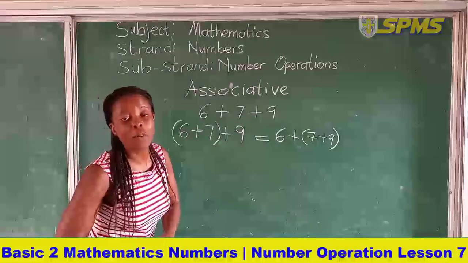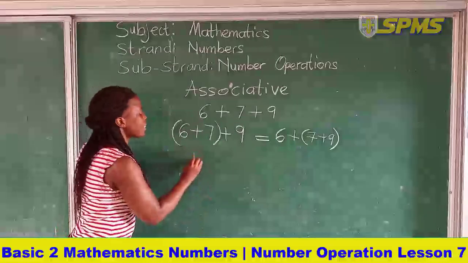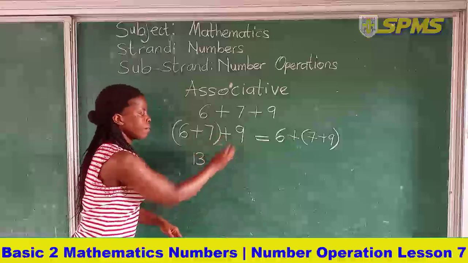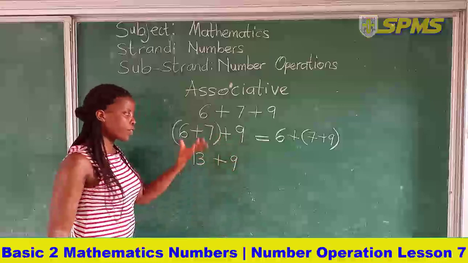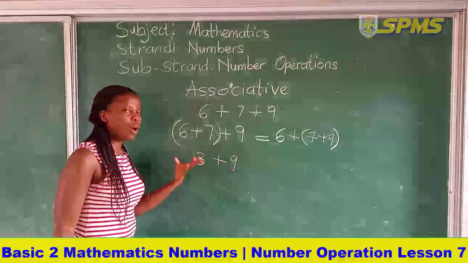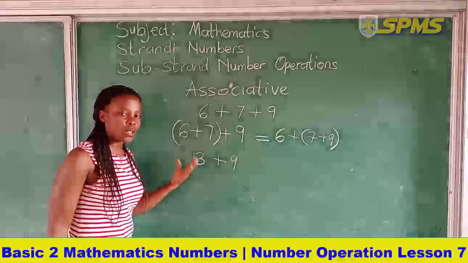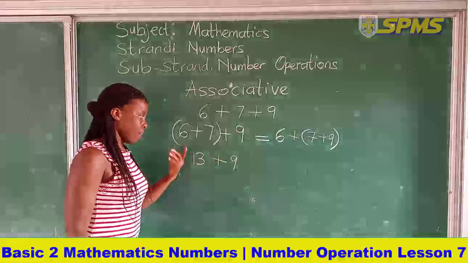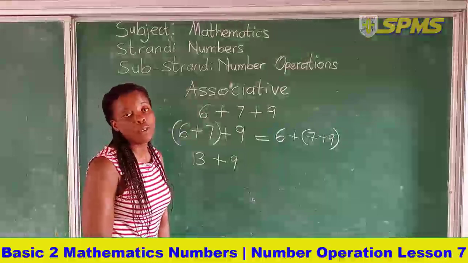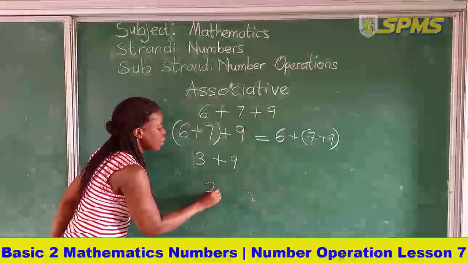So 6 plus 7 will give you 13 plus 9. Because whatever you get from the bracket, you add it to whatever is outside. You are connecting or you are associating the numbers. So now 13 plus 9 is going to give you 22.